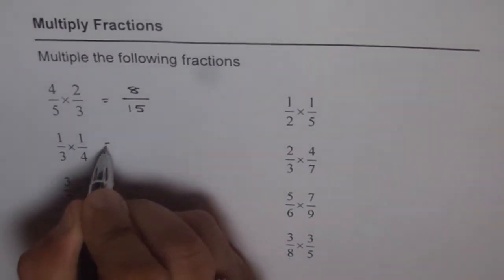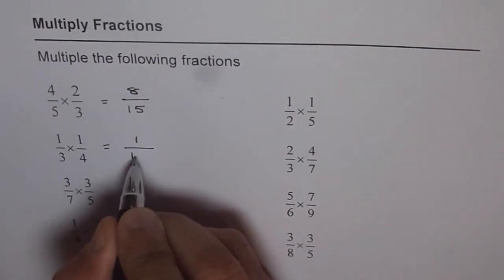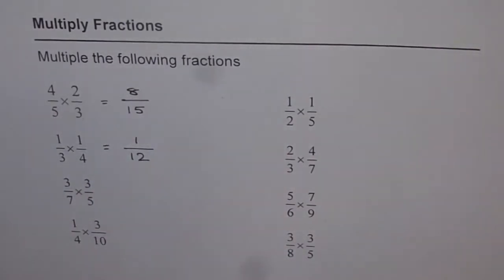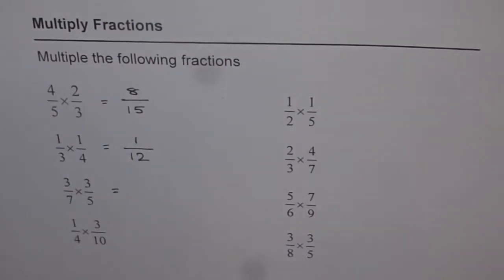Let me do another one for you. 1 times 1 is 1. 3 times 4 is 12. So we get that answer, correct? Let me do one more for you. Now here it is. Tell me, what should I do?